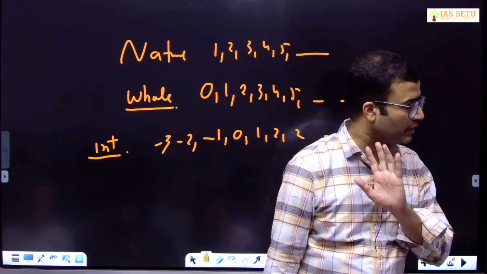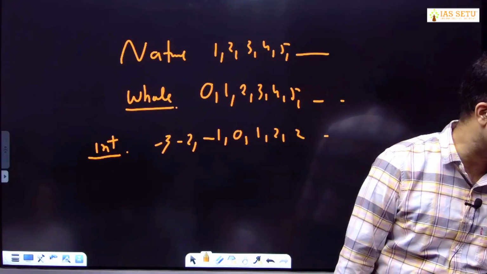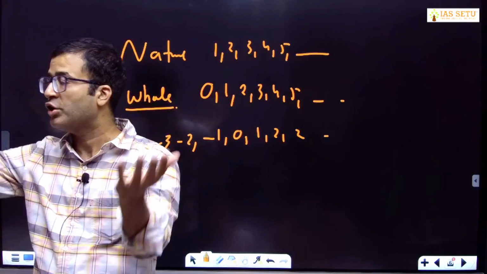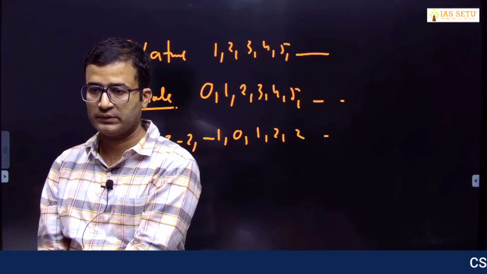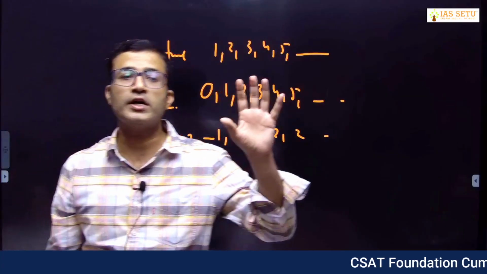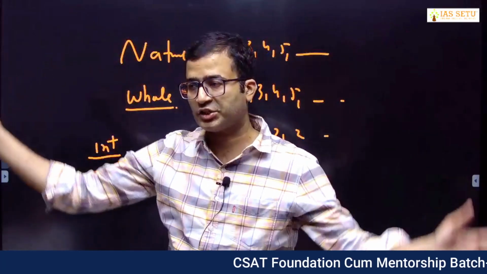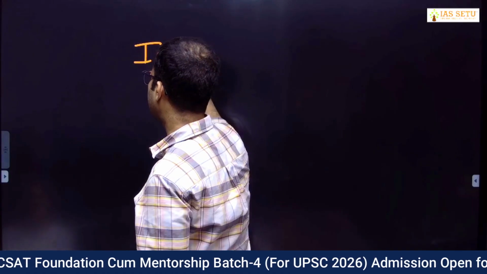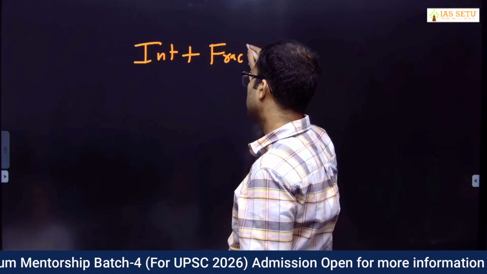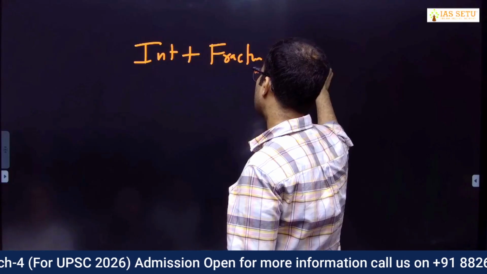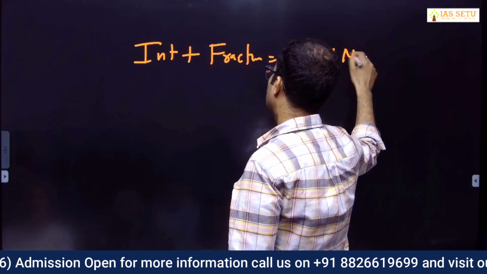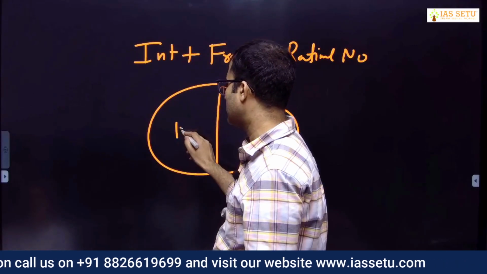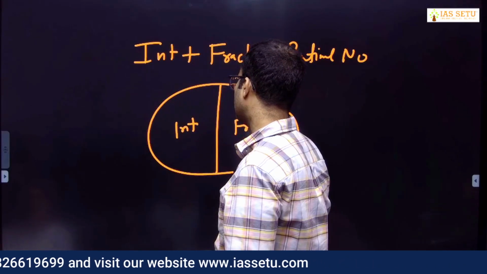Category 0 students, I think you are comfortable with natural numbers 1, 2, 3, 4. If you add 0, it becomes whole numbers. In whole numbers, if you add negative integers, you have a set of integers. In these integers, when you add fractions, it becomes rational numbers. So you can say integer plus fractions is equal to rational number. Here we have two subsets of rational number, one integer and one fraction.